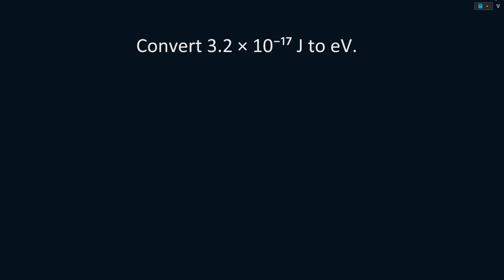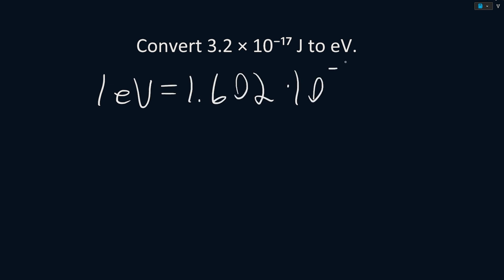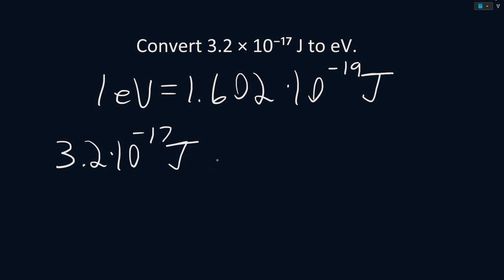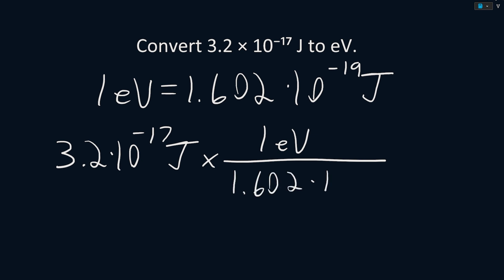Convert 3.2 times 10 to the negative 17 joules to electron volts. An electron volt is based on the charge of an electron. This is that 1 electron volt is equivalent to 1.602 times 10 to the negative 19 joules. So in order to convert 3.2 times 10 to the negative 17 joules into electron volts, we need to multiply through our conversion factor of 1 electron volt is equivalent to 1.602 times 10 to the negative 19 joules. Multiplying through this, we see that the joules cancel and leave us with electron volts.